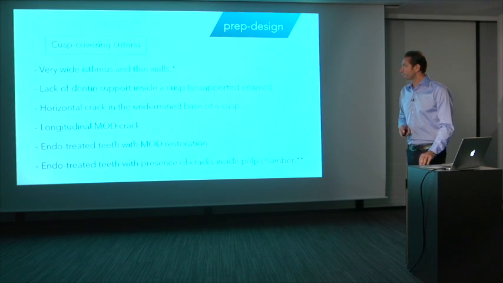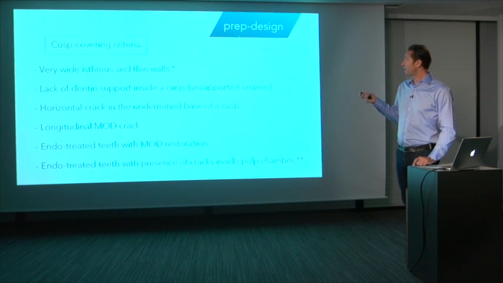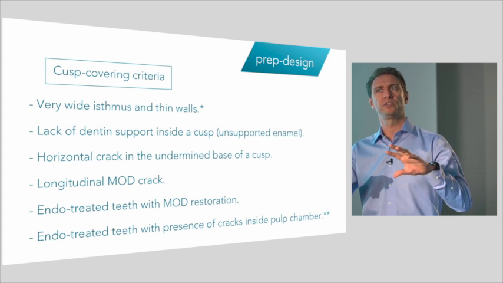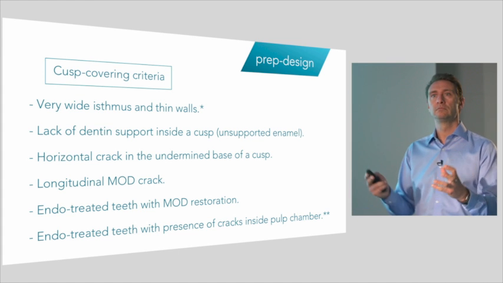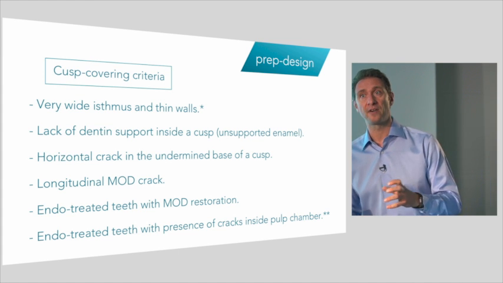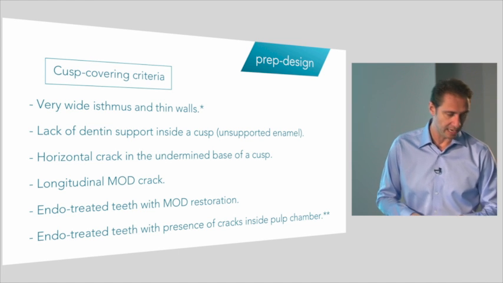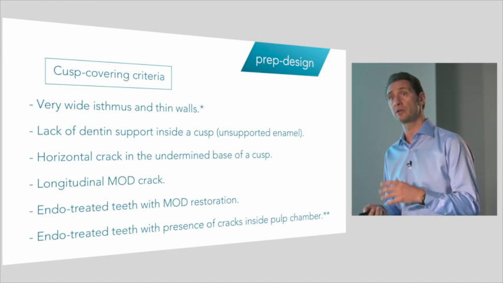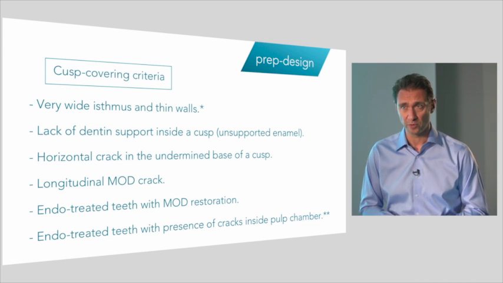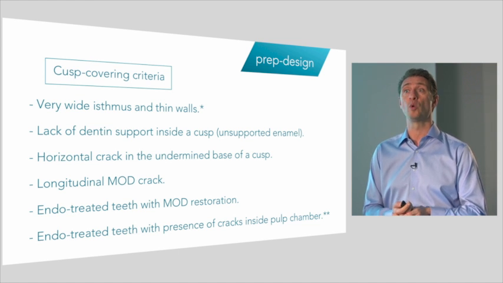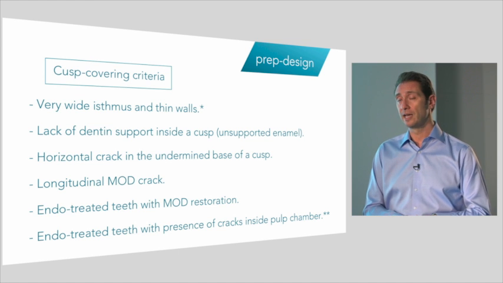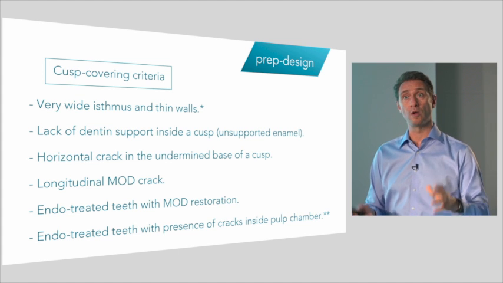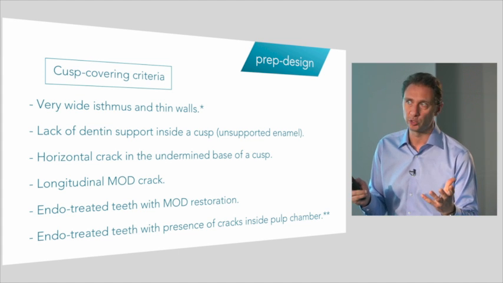So in relation to the prep design, it would be great to have some guidelines, and it's hard to find those guidelines really in one source. So we had to dig and find some guidelines. So first guideline: if your isthmus is wide and you have thin walls, there should be cuspal coverage. As I mentioned before, 2 to 2.5 millimeter wall thickness is what we need as a base support for walls that we should or could keep.